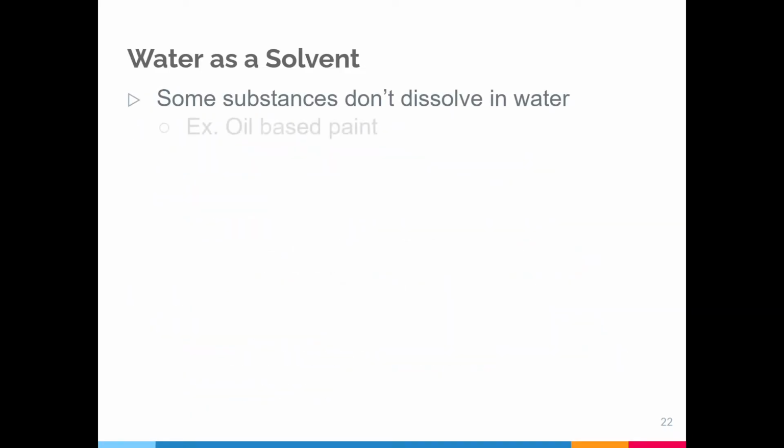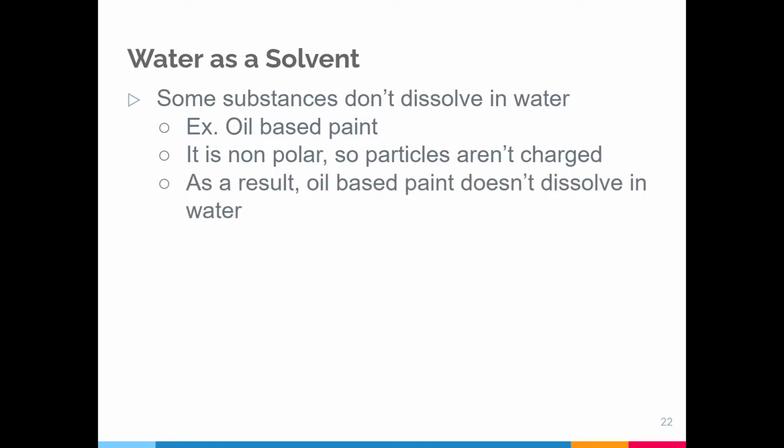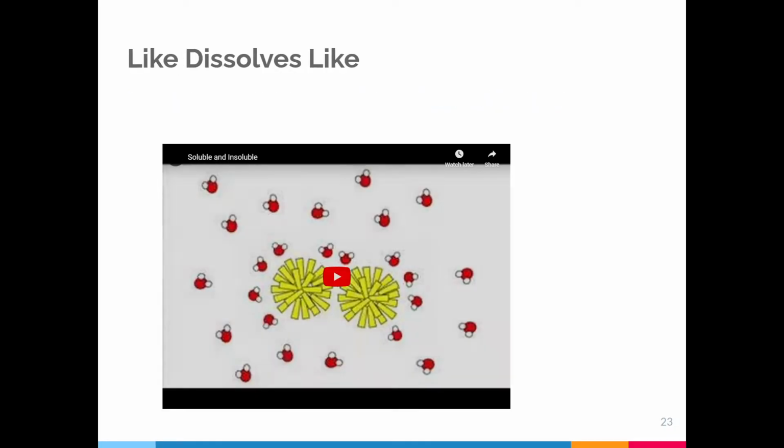Some substances don't dissolve in water. For example, oil and oil-based paints. It's nonpolar, so the particles aren't charged. As a result, the oil-based paint and oil in general doesn't dissolve in water.